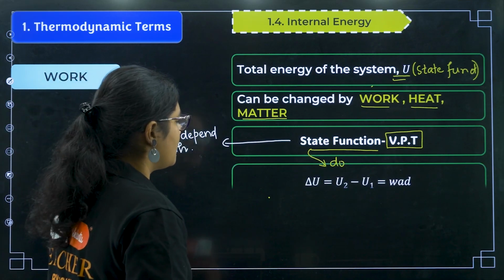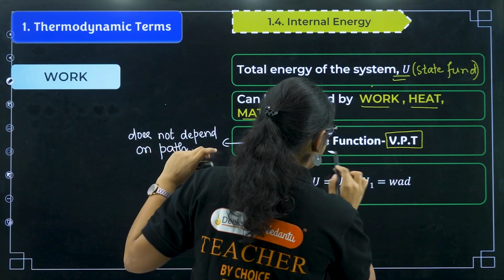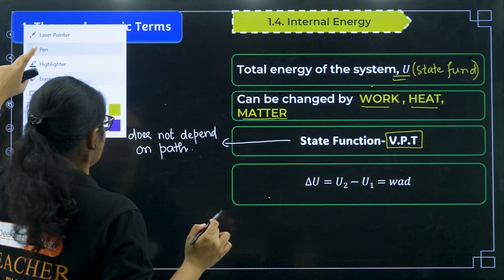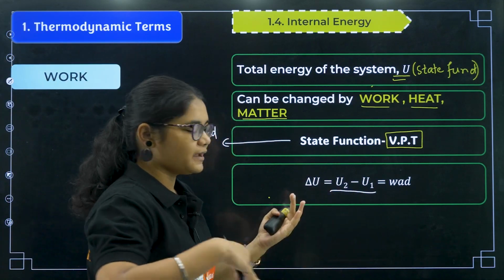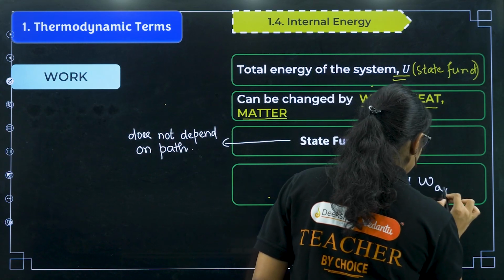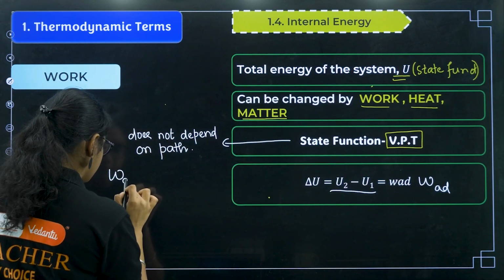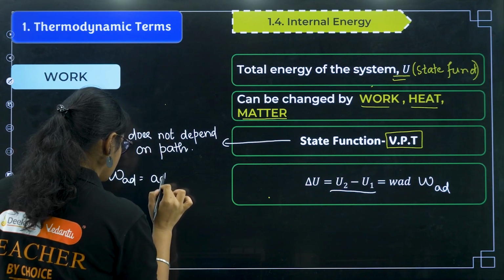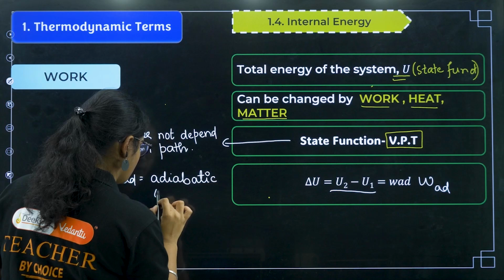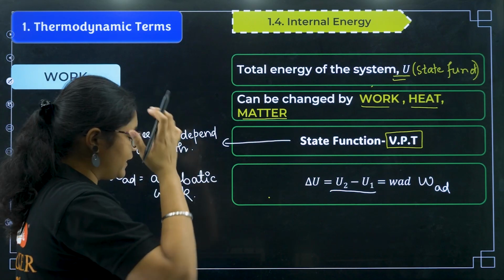Now if I have this one, delta U or change in internal energy will be what? U2 minus U1, or UB minus UA, is equal to work W_AD. This W_AD stands for adiabatic process. Now see, W_AD means adiabatic work. Now what does this W_AD mean here?